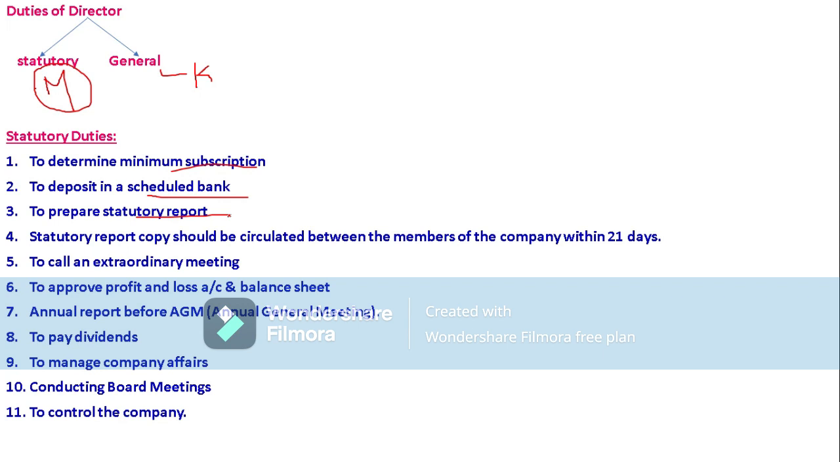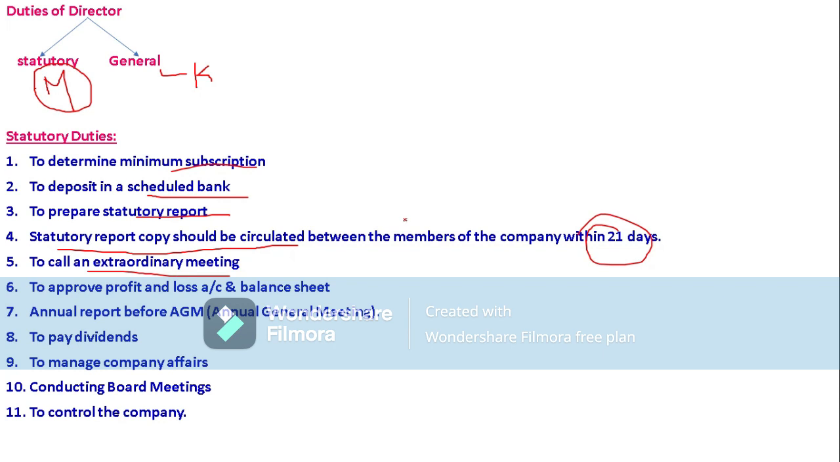So that statutory report copy should be circulated among the members of the company within 21 days. If a statutory report is prepared, definitely it is nothing but the legal report. That report should be circulated among the members of the company within 21 days of the formation of the report. To call an extraordinary meeting, only after circulating the statutory report can meetings be conducted.